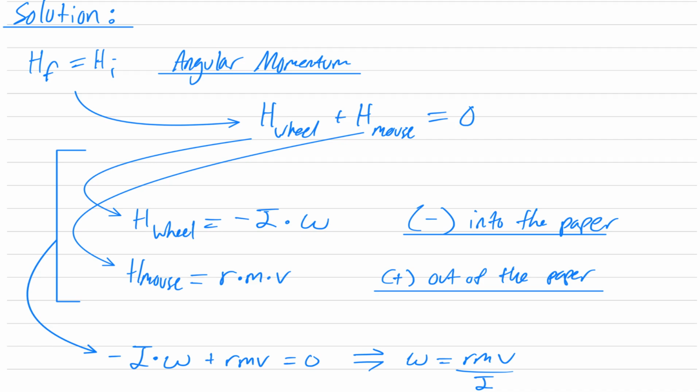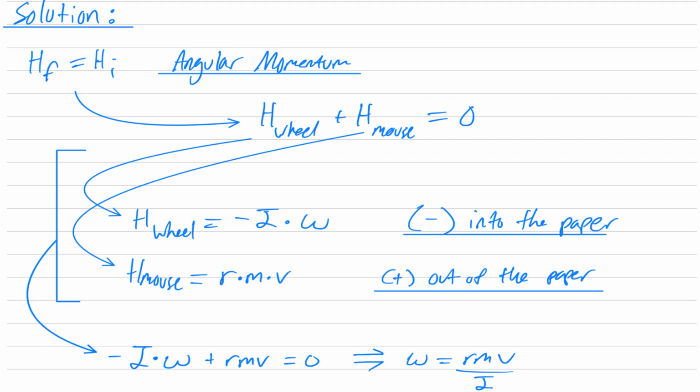This can be further broken down into H wheel equals negative inertia times angular velocity, which is negative because it's into the paper, using our right hand rule. H mouse is equal to radius times mass times velocity, and it's positive because it's coming out of the paper. This can finally be written as negative inertia times angular velocity plus radius times mass times velocity, which is equal to 0.